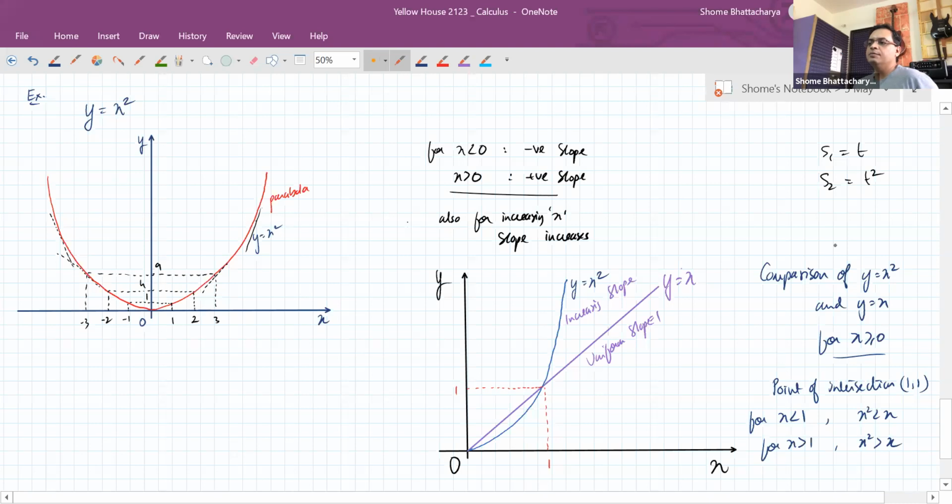And also, if we compare the instantaneous speeds, we'll have to compare the slopes. So you can see that somewhere over here, this graph will have a slope which is equal to 1. But before this point, somewhere here, this will have a slope which is less. After this point, everywhere the slope of this graph will become more than the slope of the straight line.